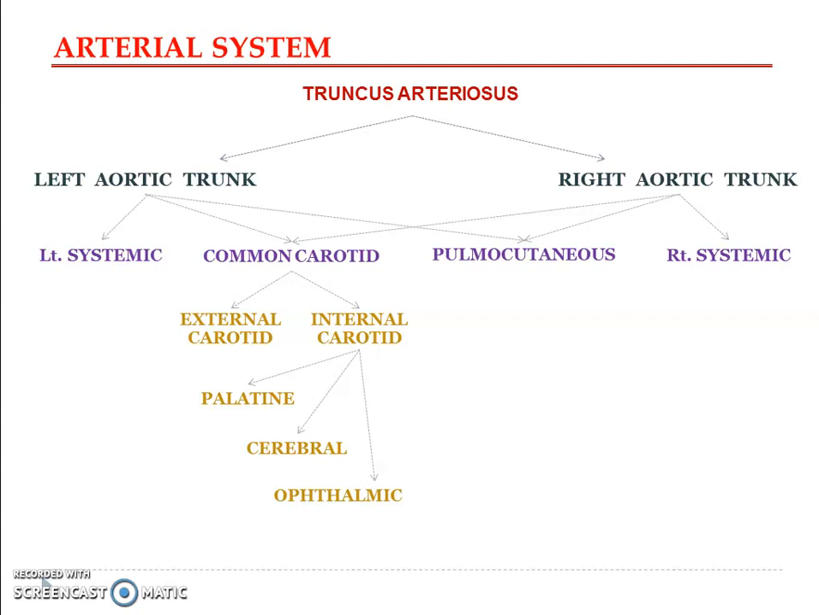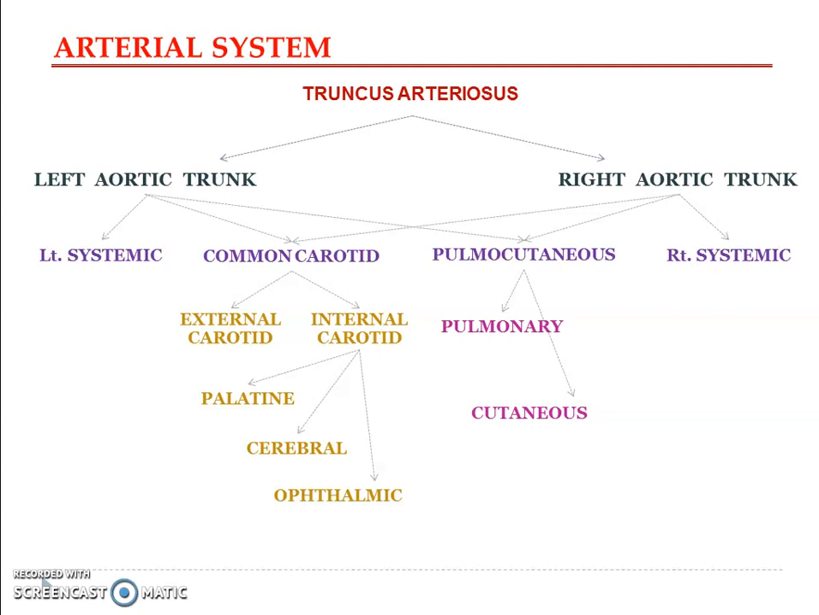Okay. Then we have the other vessels that include the palatine, which, as the name suggests, goes to the upper jaw. Then we have the ophthalmic, again clear from the name itself. We have the cerebral, to the head region. So the common carotid on either side divides into two, external carotid and internal carotid. Okay.